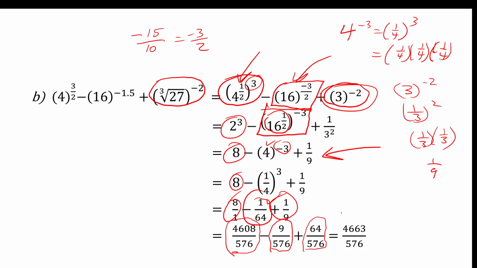So we end up with 4,608 minus 9 plus 64, quantity over 576, which is 4,663 over 576.